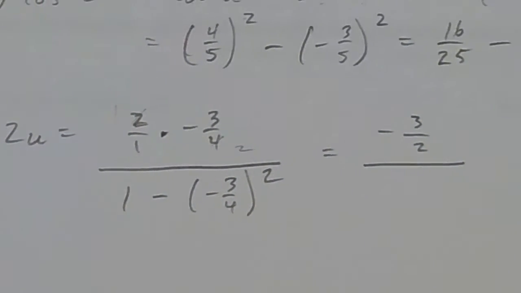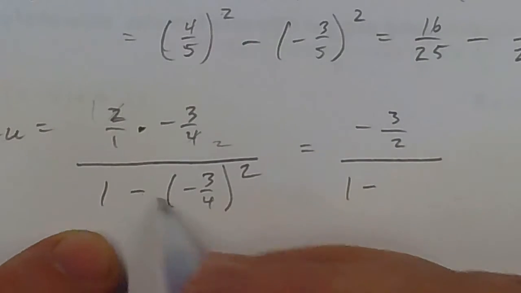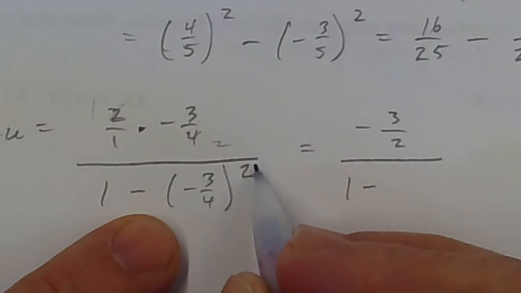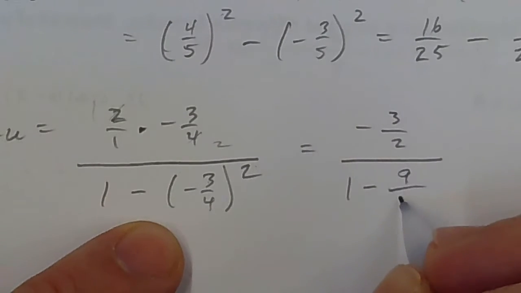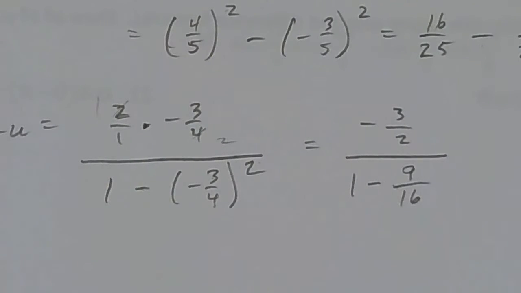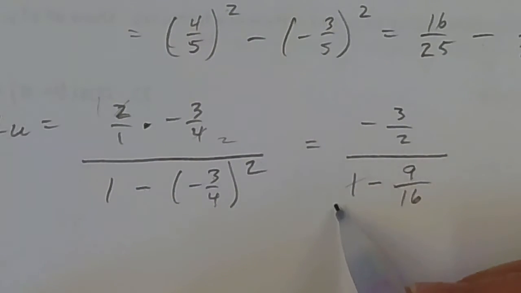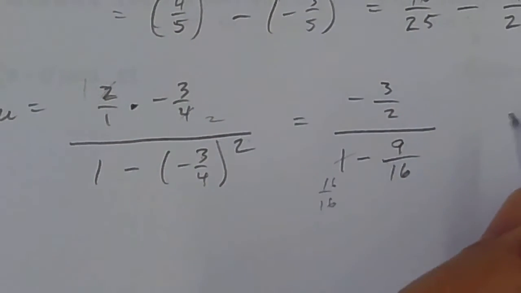The bottom I can't subtract yet until I square. So I'm just going to write 1 minus, and then let's square this. I get 9/16. Your call here. We could go ahead and eliminate the fractions right now, or I could go ahead and make this 16 over 16, right? Get a common denominator and get 7/16 and multiply by the reciprocal. Totally your call.